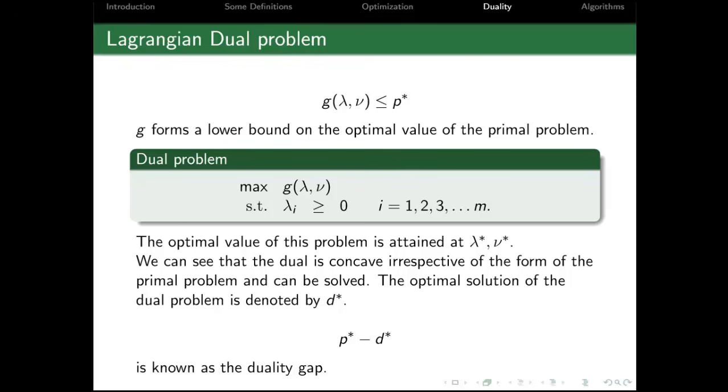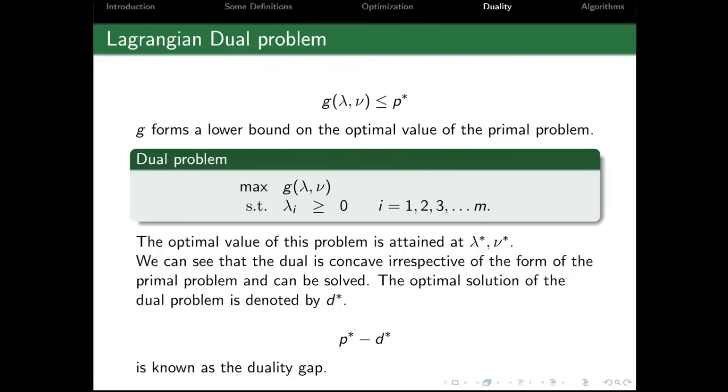So we've seen a function g which gives us a lower bound of the optimal value of the primal problem. So if we try to maximize this function g, we will achieve a very good lower bound of the optimal value. This is what is known as the dual problem: maximizing g of lambda comma nu such that lambda is greater than or equal to 0. The optimal value of this problem is attained at lambda star and nu star.